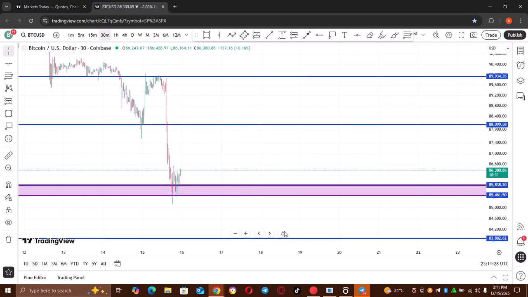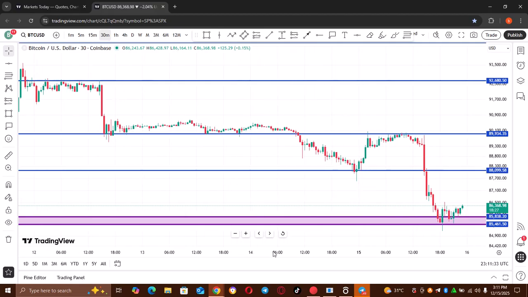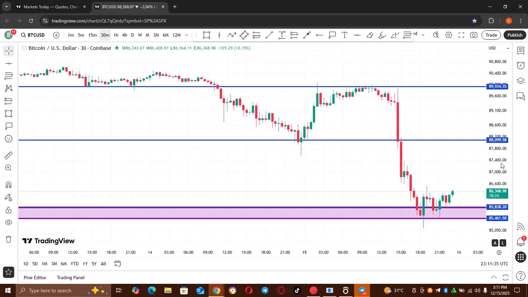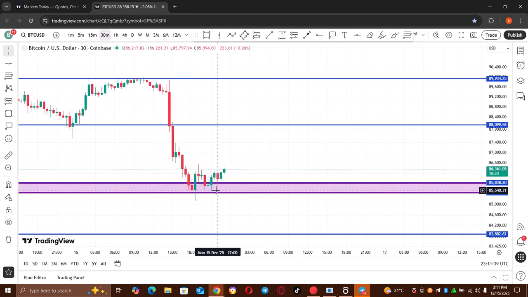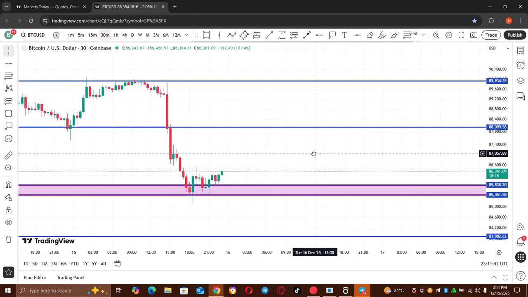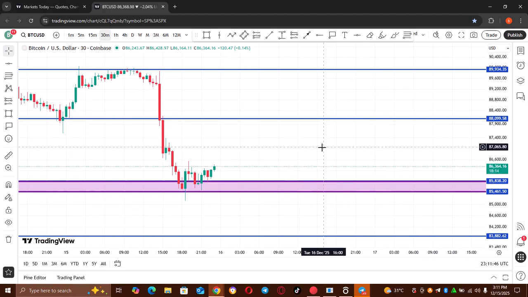Now let's go to the 30 minutes time frame to see what is happening clearly. On the 30 minutes time frame, this is what we now have on BTC USD. So the market is now at the zone, at the support zone. For that matter, we should be looking for what? A buying opportunity from the support.